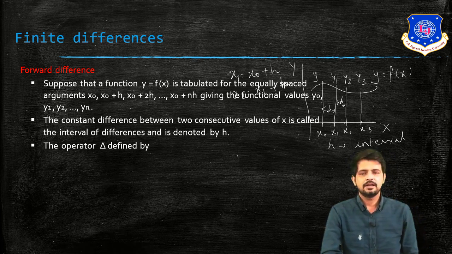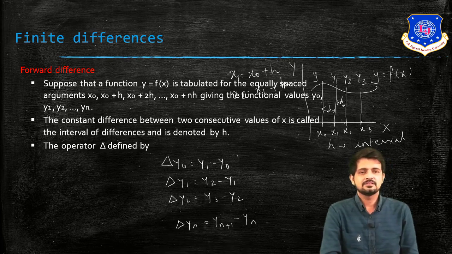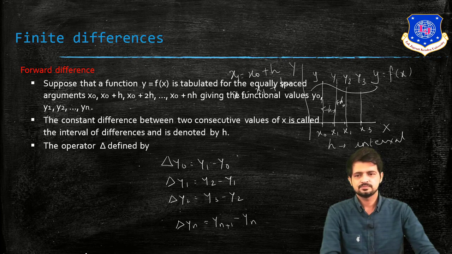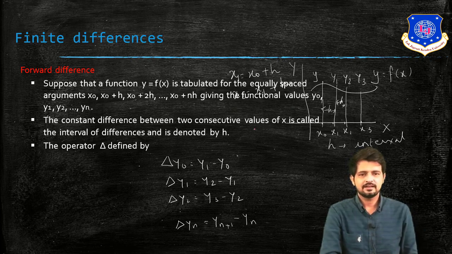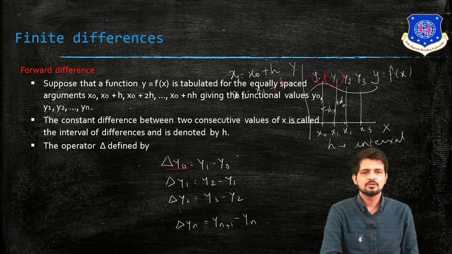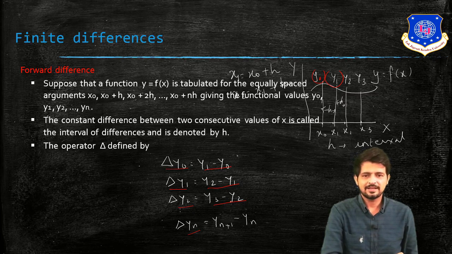Okay. And the del operator is defined by the difference in the values of y. For example, in del y0, I have taken the difference of y1 and y0. So you have to write here y1 minus y0. If it is del y1, then you can write y2 minus y1. If it is del y2, then you have to write y3 minus y2. So in general, the formula can be written as del yn is equal to yn plus 1, the next value minus the present value, right? yn plus 1 minus yn.